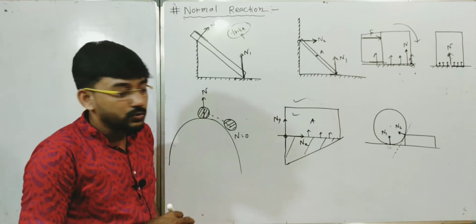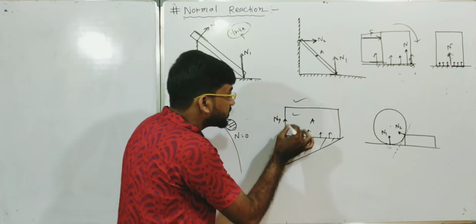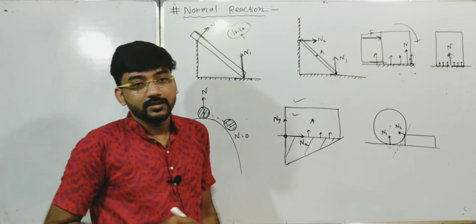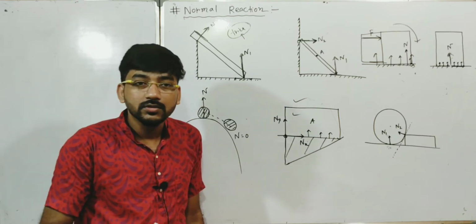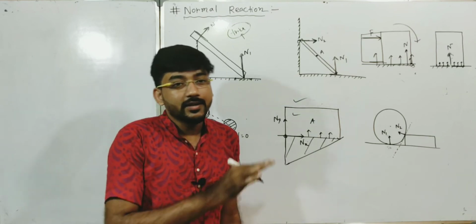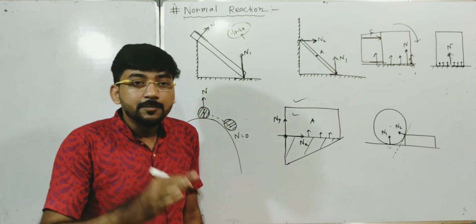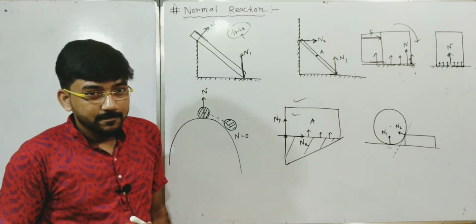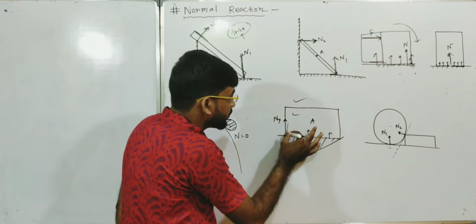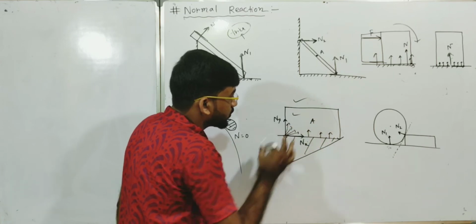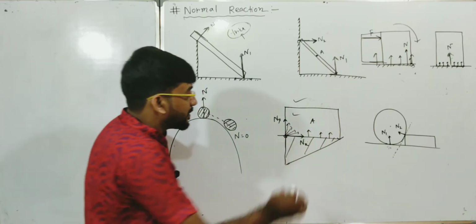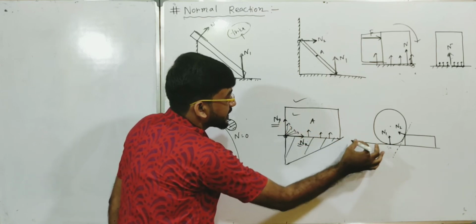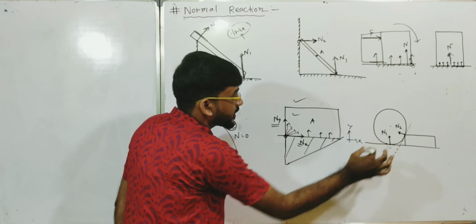So what you have to do is resolve this normal reaction into two components. This is the basic thing of vector resolution, because normal reaction is a force, a vector quantity, and any vector quantity can be split into two perpendicular components, which is called the perpendicular resolution of a vector. So here the normal reaction will be somewhere over here. We don't know where the normal reaction is, but whatever it is, it should have two components, one along the x-axis and another along the y-axis.